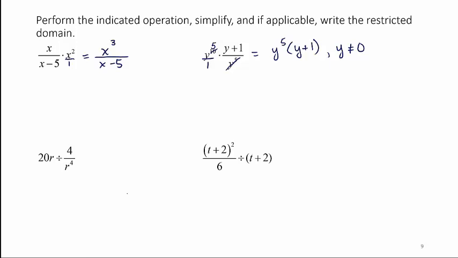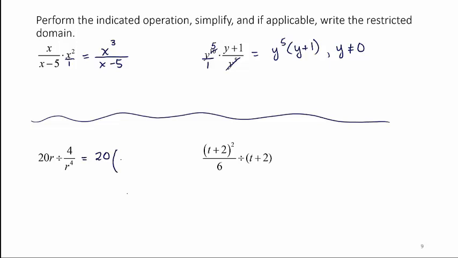Very good. All right, so now let's look at some of the division examples here. So if we have 20r divided by 4 divided by r squared, that's equivalent to 20 times r to the 4th over 4, right? So we have to multiply by the reciprocal of the divisor. If we're dividing by 4 divided by r to the 4th, we have to multiply 20 by r to the 4th over 4. Okay, now 20 over 4 is 5, right? So we're going to have 5r to the 4th. And also, tell me that r can't be 0.